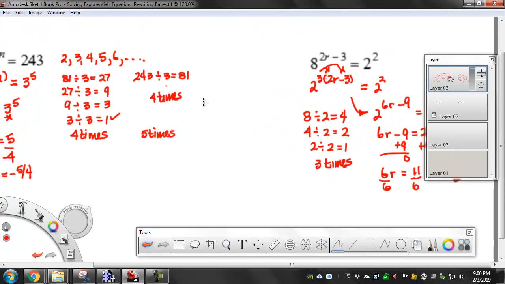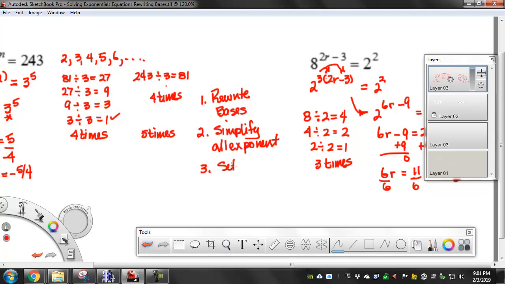So let me give you some steps here. Step number 1 is you have to rewrite the bases. Step number 2, you have to simplify all exponents. That's where I have to take that 3 and multiply it into the parentheses. And then number 3 is set exponents equal to each other. And number 4, you have to solve the equation.